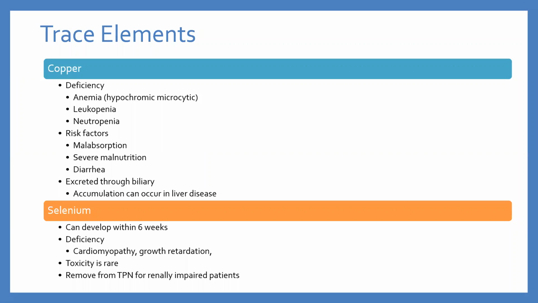Deficiency in this can develop within 6 weeks. Deficiency can result in cardiomyopathy and decreased growth. The toxicity of it is rare, but typically we will remove it from the TPN if there is a patient that is renally impaired.